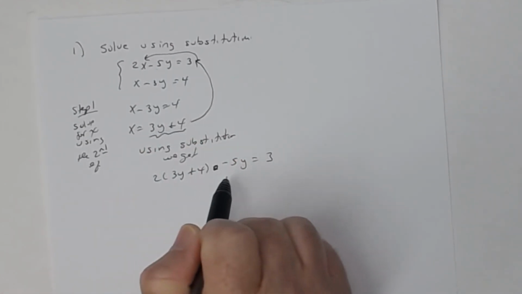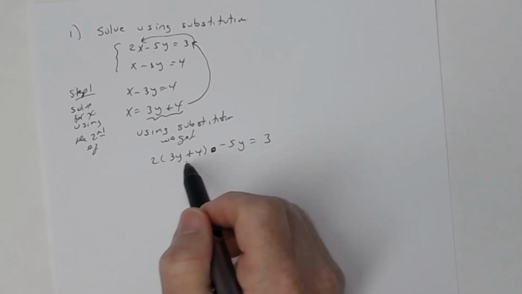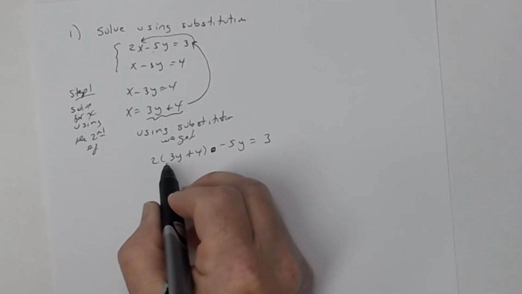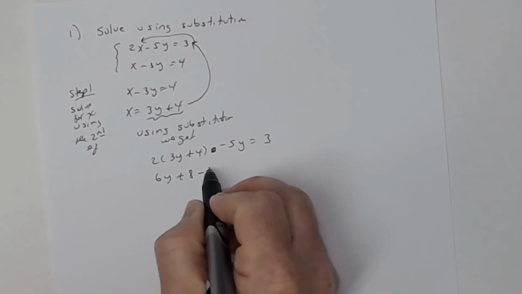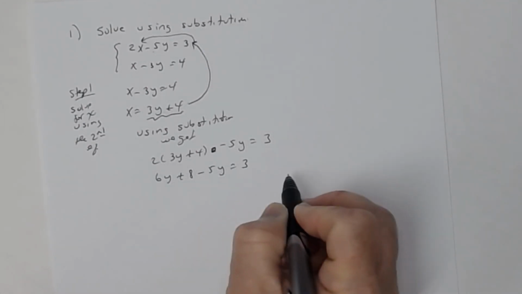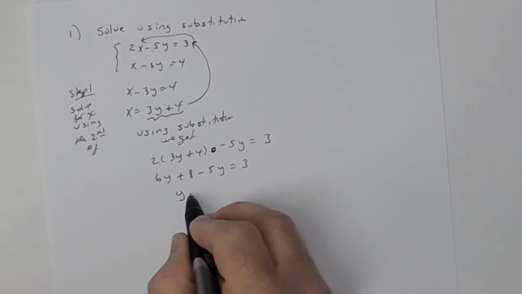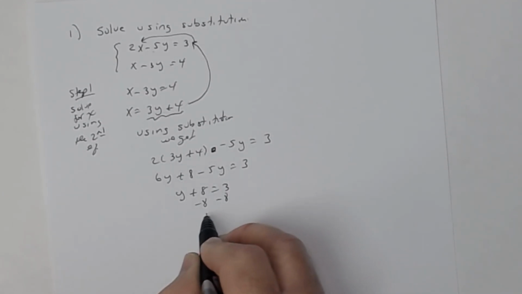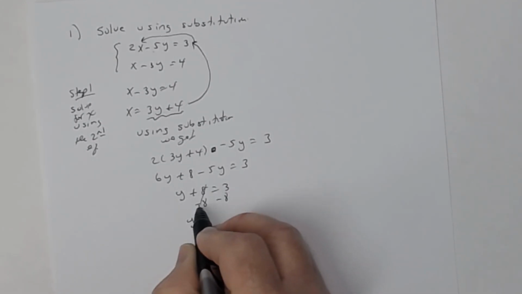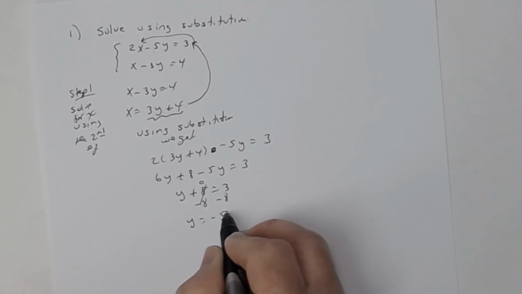And then now we're going to solve this linear equation for y, because that's the only variable I see. So I get 2 times 3y is 6y, 2 times 4 is 8, minus 5y equal 3. Combining like terms, 6y minus 5y is y, so I get y plus 8 equal 3. Subtract 8 from both sides, I get y equals, and then 3 subtract 8 is a negative 5.